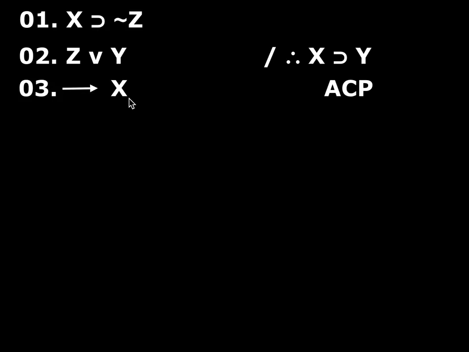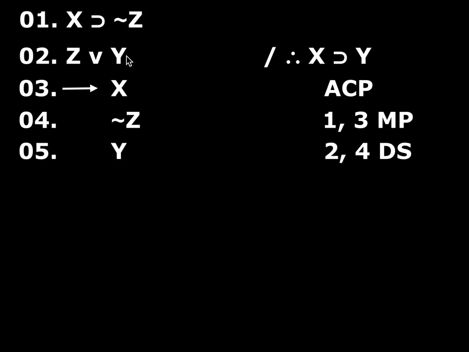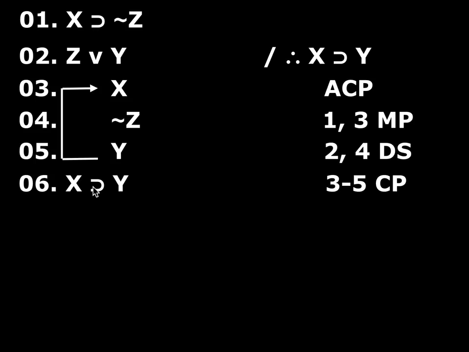And you can see that's going to be pretty easy. I can do modus ponens on 3 and 1. This is the antecedent of that, so I can get not Z. I can do disjunctive syllogism on 2 and 4. This is the negation of the first disjunct, so I can derive the second disjunct. And now I'm done. I've derived Y. That was my goal, remember? So now I'm going to close this subproof off. And then the next line has to be a conditional whose antecedent is the ACP, X, whose consequent is the last line, Y. And the justification is the entire subproof, lines 3 through 5, conditional proof.